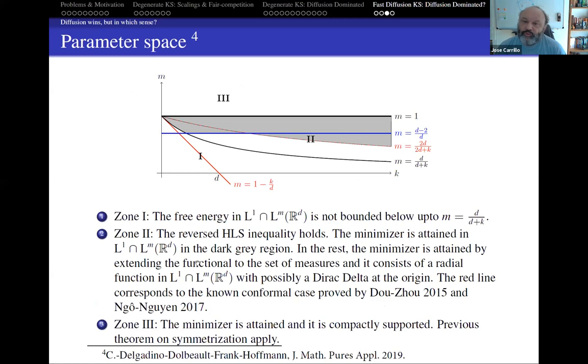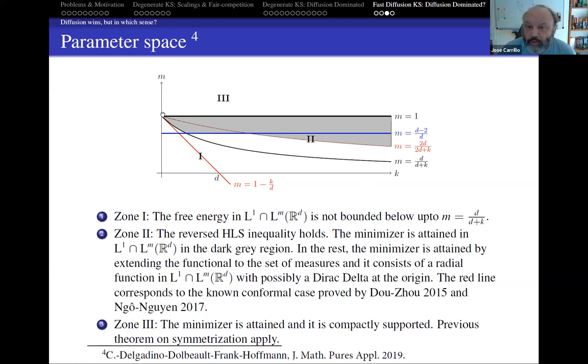The interesting features here in the regime k positive, with m between 0 and 1, are the following. Just to connect with the picture that I had before, this straight line here is the extension of the line giving you the dichotomy, the borderline between diffusion dominated and aggregation dominated. And here is where the dichotomy existed when m is larger than one. But now things are different. When m is less than one, we now have this curve, m equals d over d plus k, which is in fact tangent at zero, and here at m equals one, k equals zero, which corresponds to the classical Keller-Segel model.